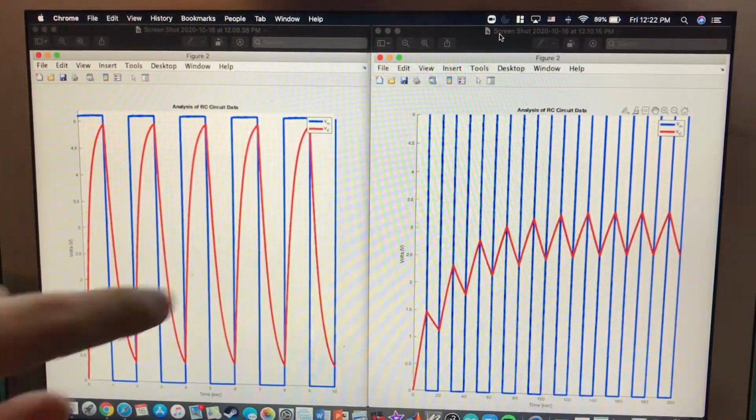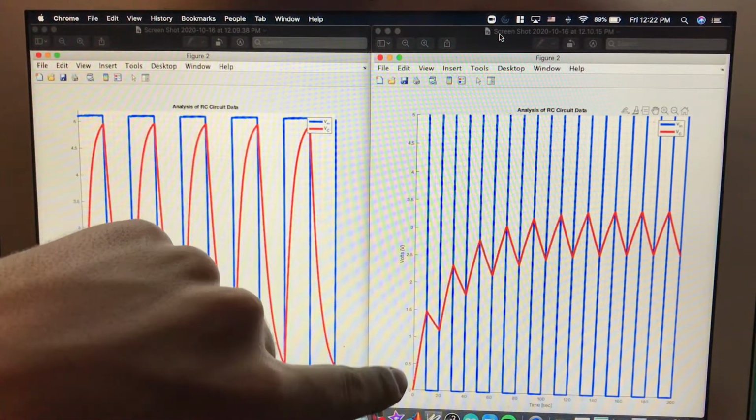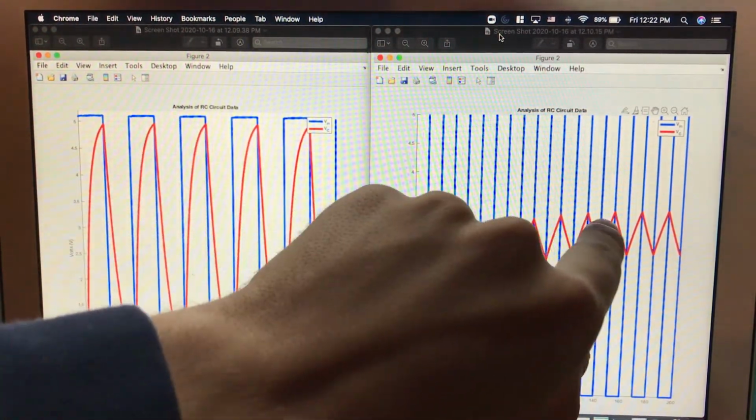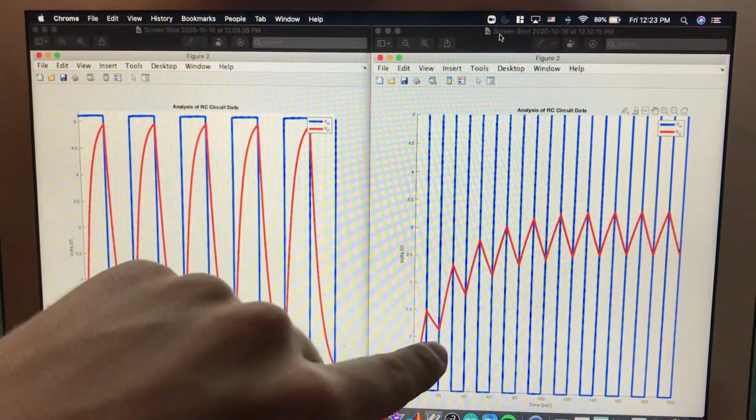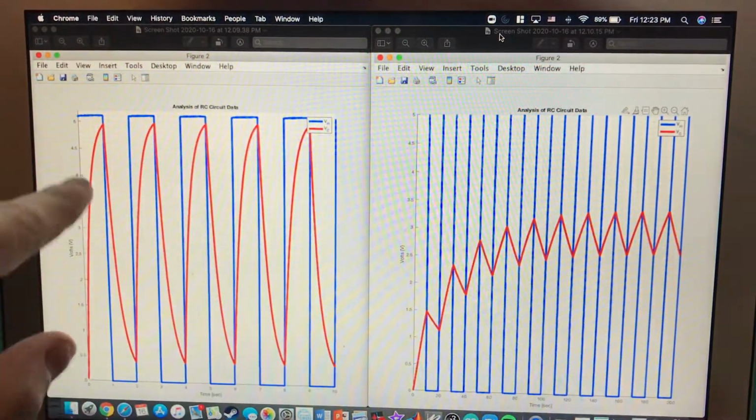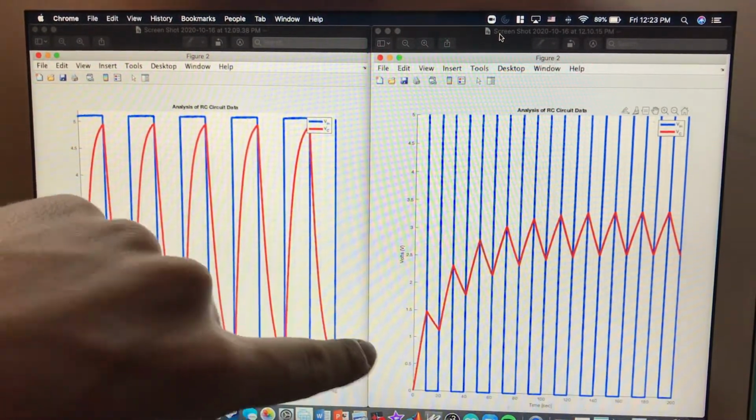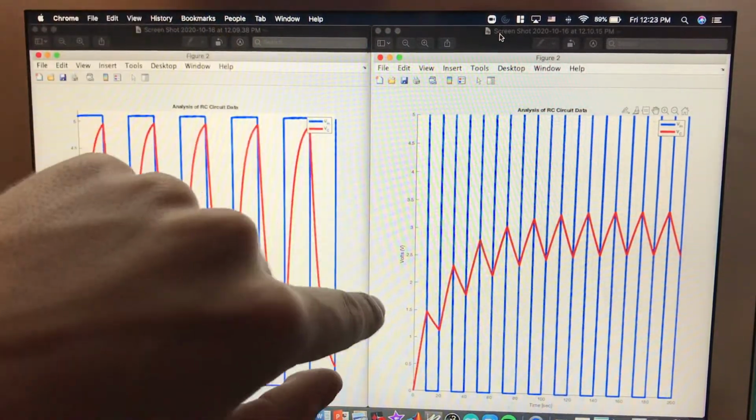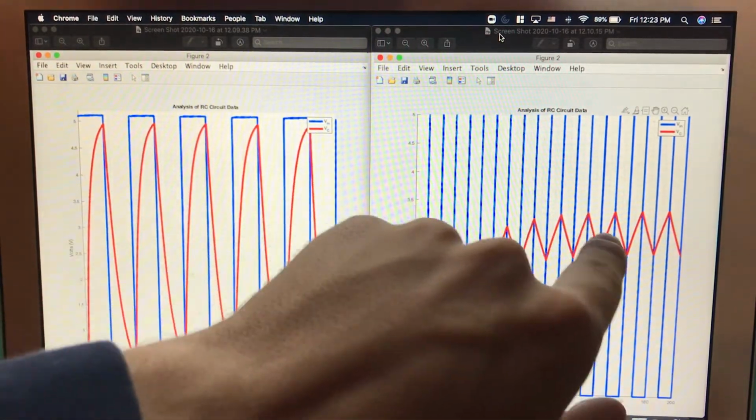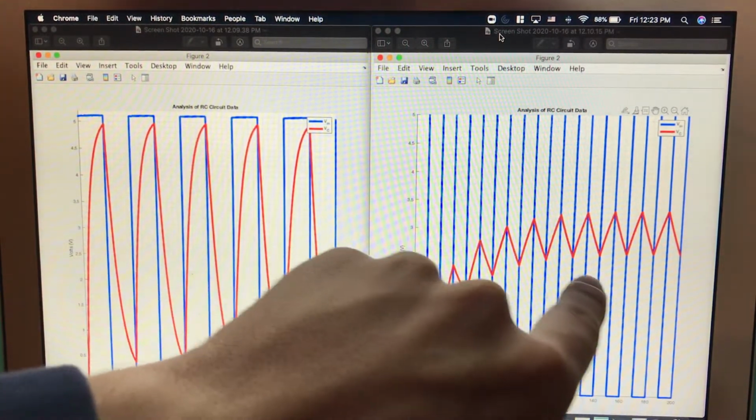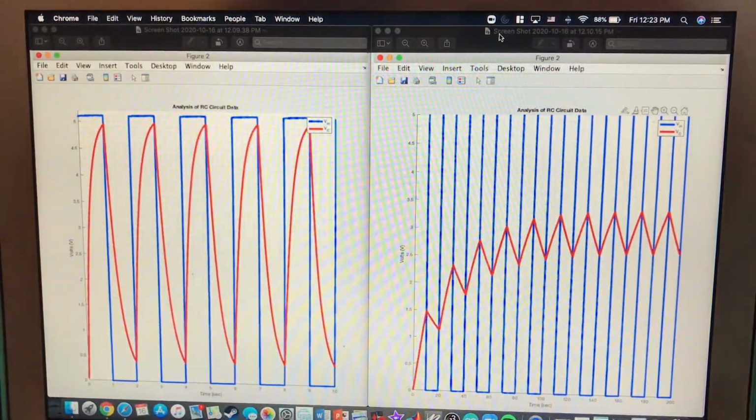And then looking at the 100K ohm, we see that it comes up and peaks at about that 3.25 volt range. It doesn't get up to that high 5 volts like the 10K, because the amount of time it's given to charge and discharge is much lower. So that's why it only gets up to about 3.25 and discharges to about the 2.5 range.